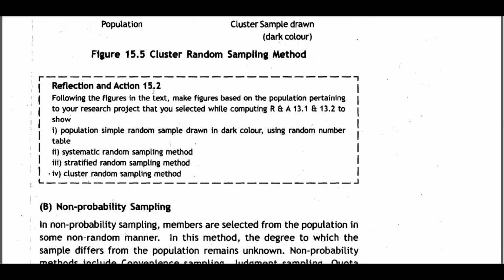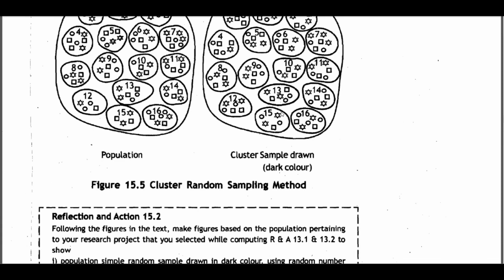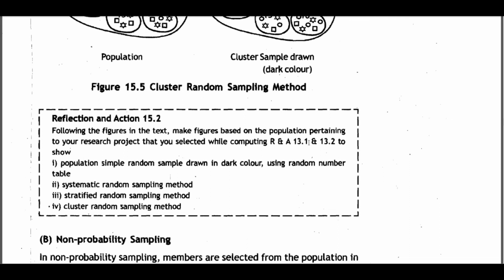Now, Reflection and Action 15.2. Following the figures in the text, make figures based on the population pertaining to your research project that you selected while computing. Research and analysis, R&A, Reflection and Action 13.1 and 13.2 show population, simple random sample drawn in dark color using random number table, systematic random sampling method, stratified random sampling method, and cluster random sampling method.